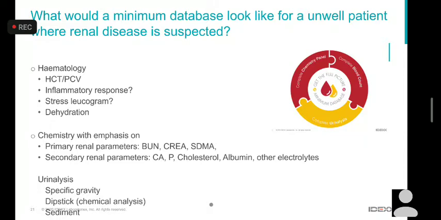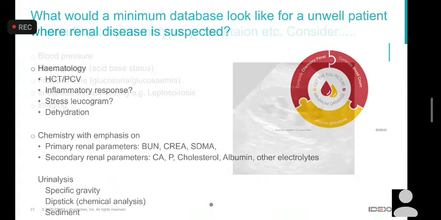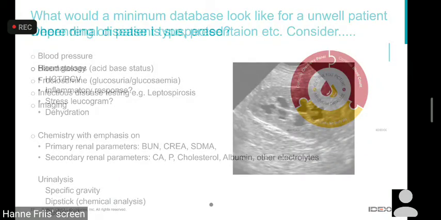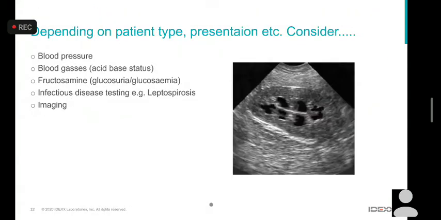But you may also want to do imaging straight away. Maybe you have hydronephrosis. Maybe you have uroliths. A lot of these cases where you see mild azotemias, you may have blockage of one of the kidneys. You may want to do blood gases initially because you have an acidosis. You may want to check for fructosamine in case you are suspicious of diabetes. And maybe infectious disease testing. We have leptospirosis where I live. There are a lot of different infectious diseases that can cause acute renal failure as well. And of course, the imaging.